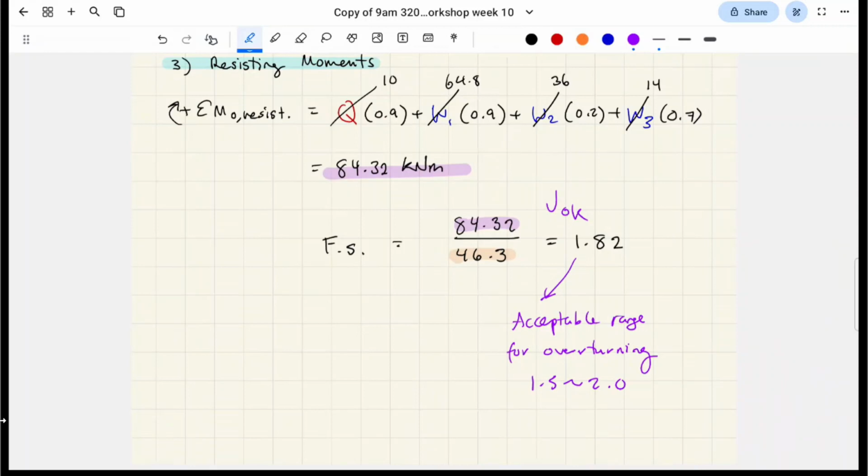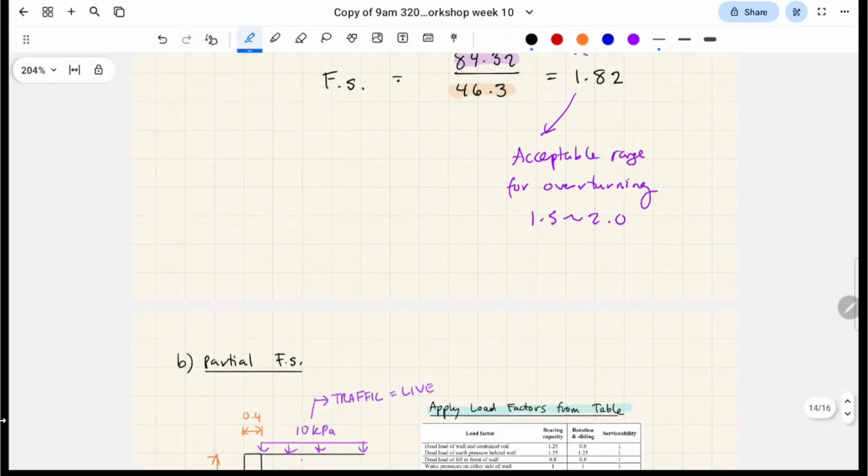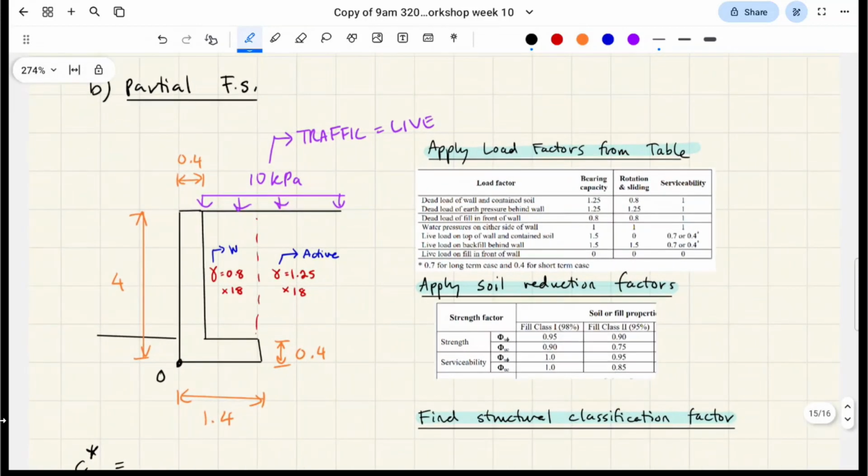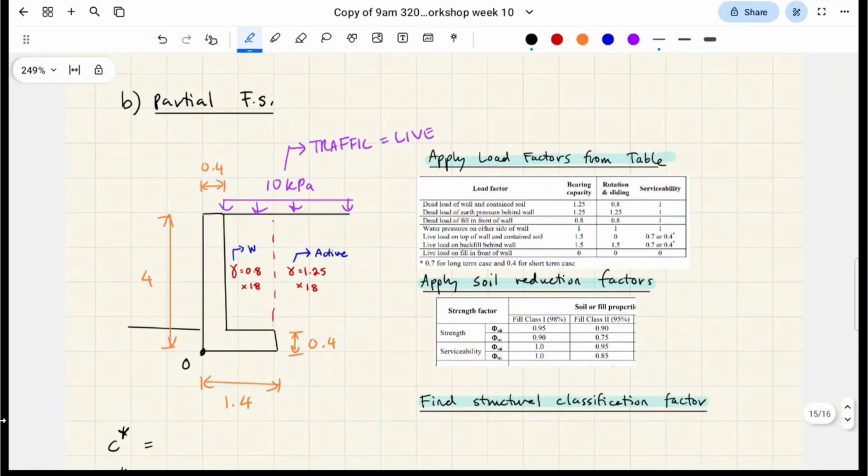We're not done yet. We've got part B to go. Same question, but I'll just show you how the partial factor of safety method changes things slightly. In the question it's described that the surcharge is due to traffic loading, so it's like a live load essentially, right?